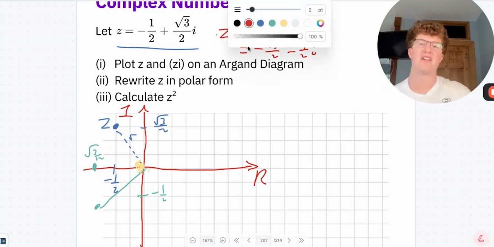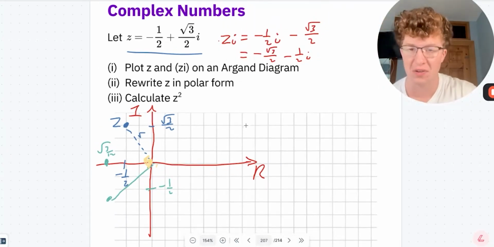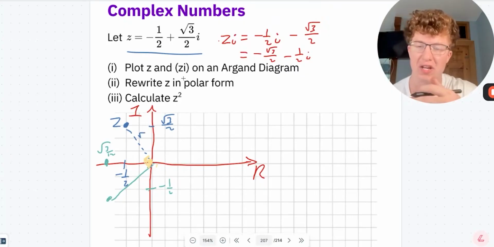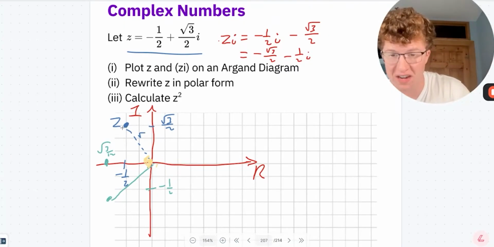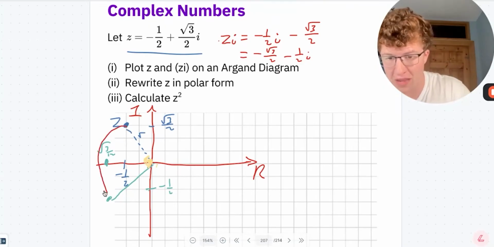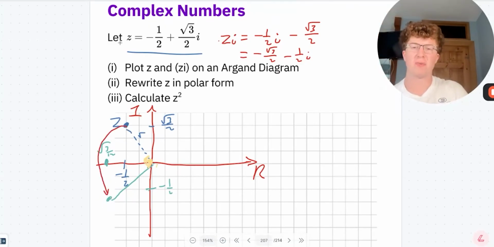So the key there is that sometimes in an exam they could ask you, what is the multiplication by i? It's like a rotation of 90 degrees. See this guy here? This point has gone from here down to here. So multiplying z by i is like we've rotated the point by 90 degrees to the left.